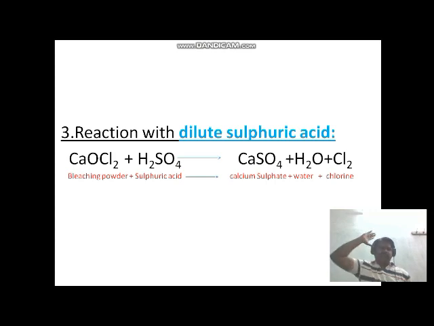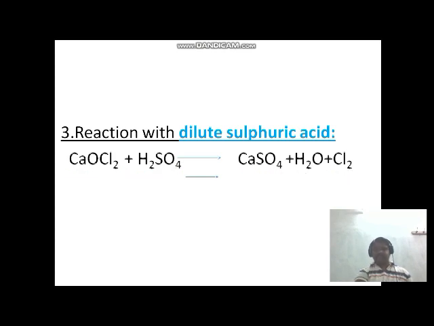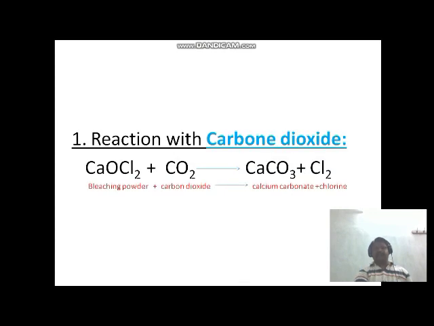If bleaching powder reacts with any acidic substance, here any acidic substance means CO2 is an acidic substance, sulfur dioxide is also an acidic substance, it will definitely produce chlorine gas. So these are the chemical properties. One more time. Reaction with carbon dioxide: CaOCl2 plus CO2 gives rise to CaCO3 plus Cl2. This is the first chemical property.